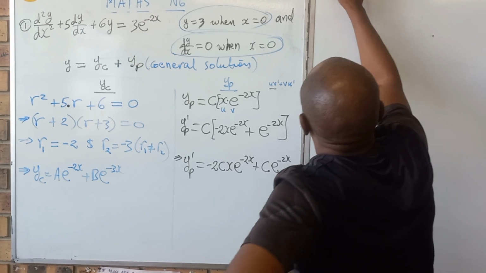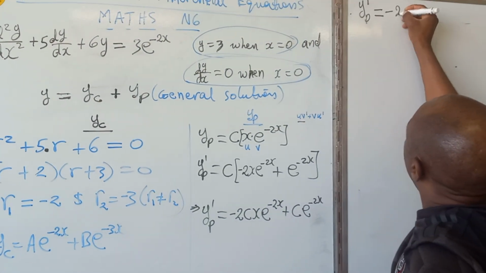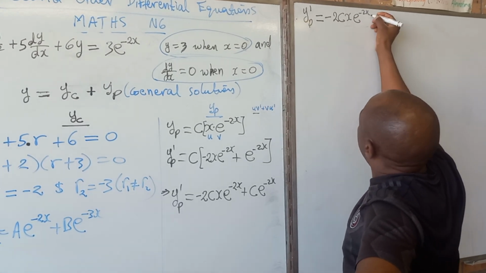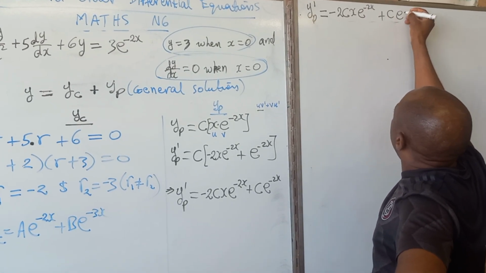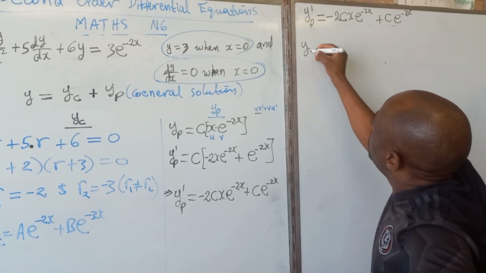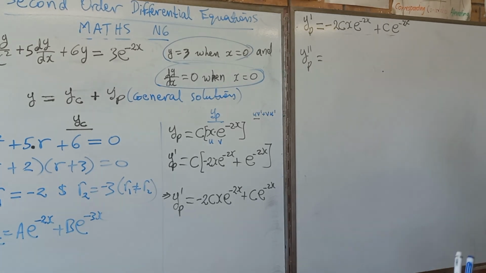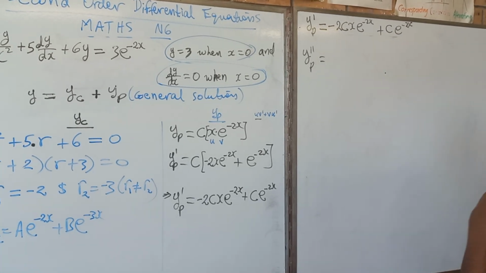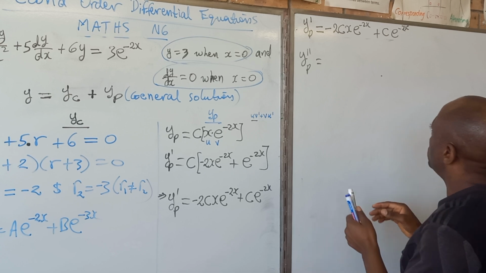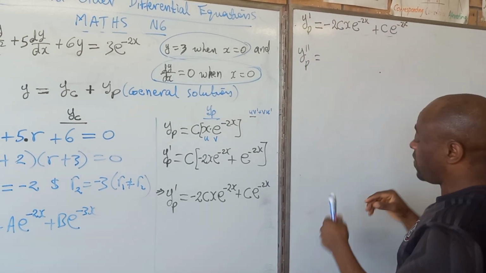I'll just transfer that first derivative up here so that it can help us with the calculation of the second derivative: negative 2x e to the power negative 2x plus c e to the power negative 2x. So I can now do the second derivative. And again, if you can still remember what I explained to you with differentiation as well as integration, you don't usually bother yourself with the constant.